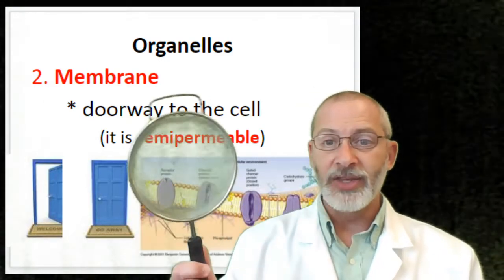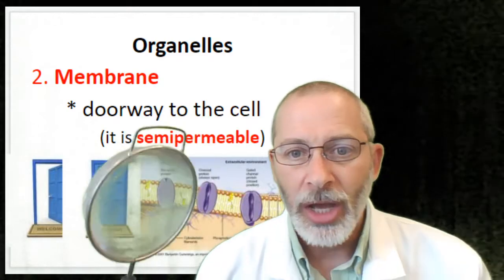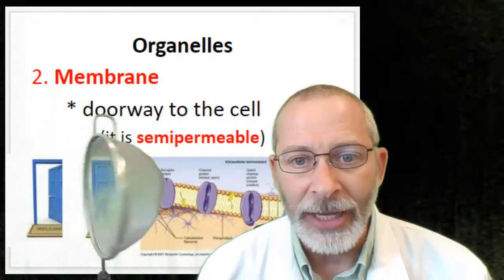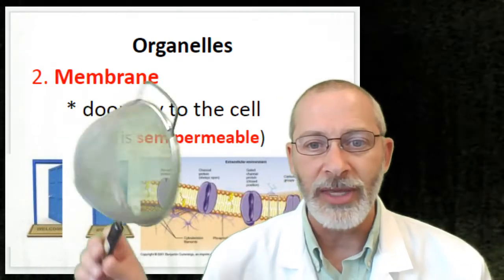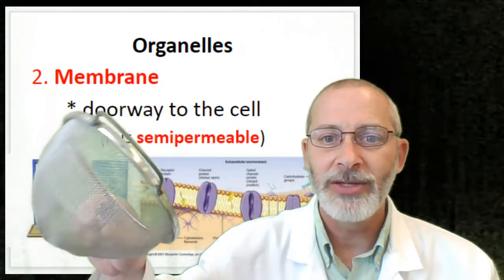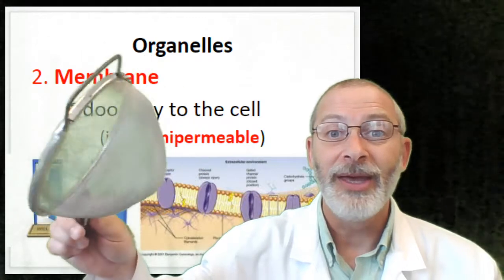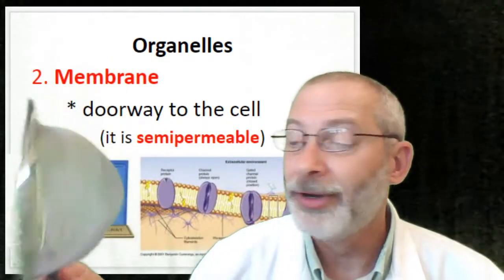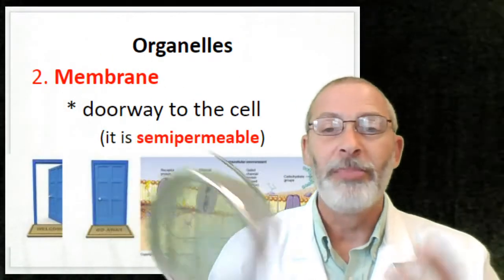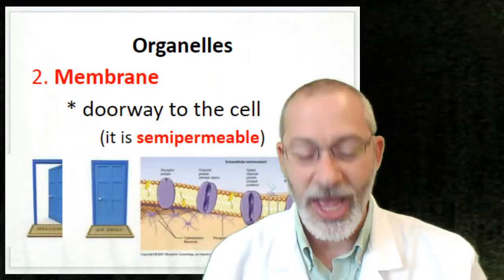Now, I have another example or an analogy of a membrane. Does anyone know what this is? Anyone recognize what this is? Yeah, it's a strainer. Now, there are big ones, small ones. They come in different sizes and shapes.